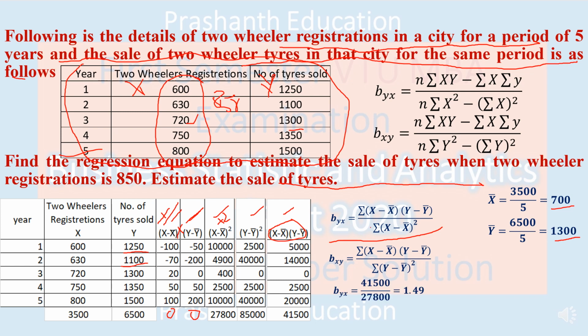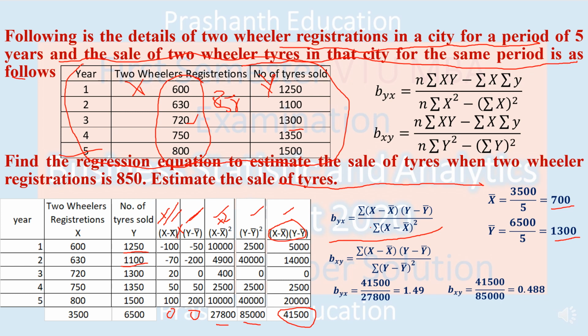So if I calculate, the sum of x minus x bar into y minus y bar is 41500, divided by the sum of x minus x bar whole square, 27800. It will come to 1.49. Similarly, 41500 divided by 8500 is 0.488.